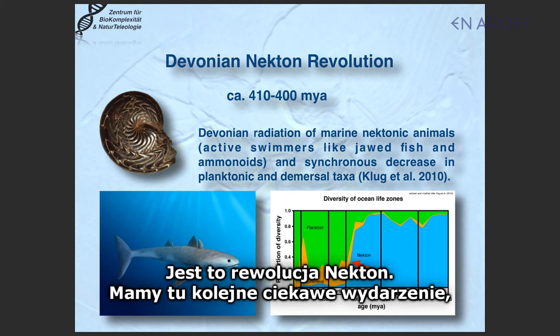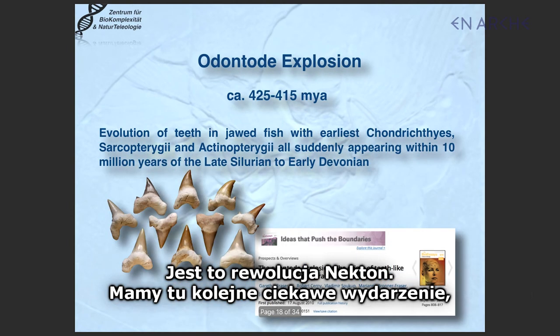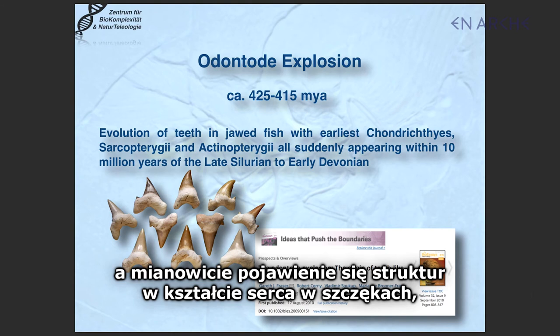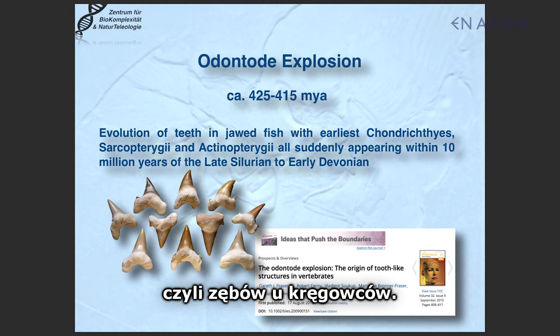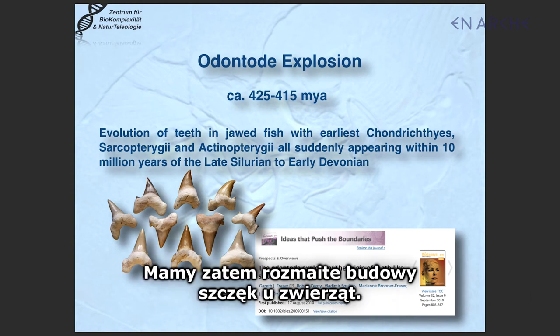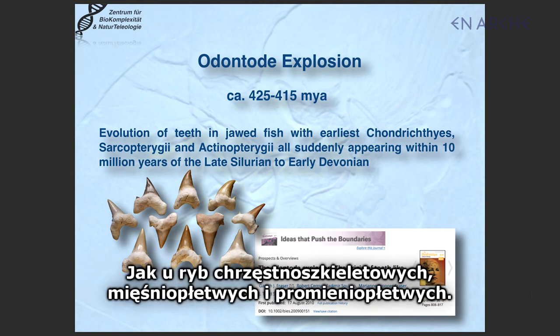That is called the Devonian Nekton Revolution, and it's correlated with something else, and that is the appearance of hard structures in the jaw, these tooth-like structures in different groups of jawed vertebrates, like cartilaginous fish, like the lobe-finned fish and the ray-finned fish.